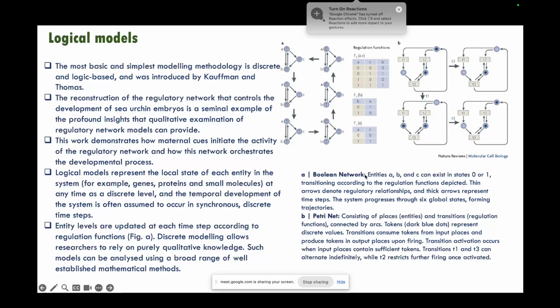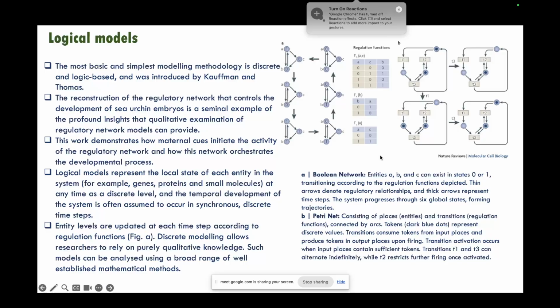So these entities A, B, and C are existing in either 0 or 1 states, transitioning according to the regulation functions as given here. And these thin arrows are depicting regulatory relationships. Basically, these small arrows between the three elements are the regulatory relationships between them. But the arrows in the middle are telling time steps. So what happens after that?